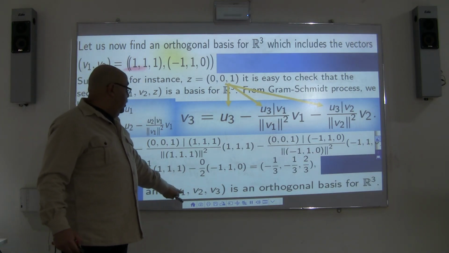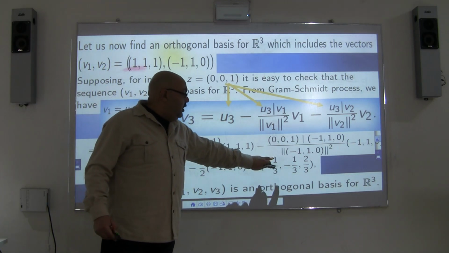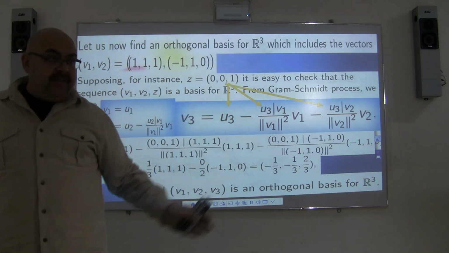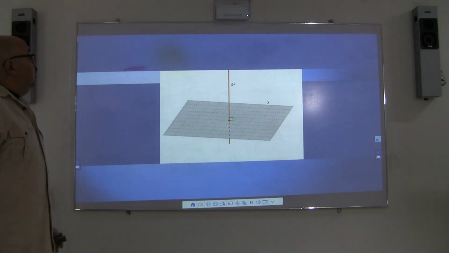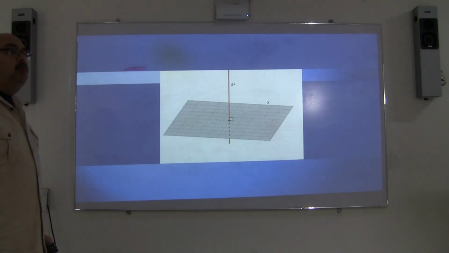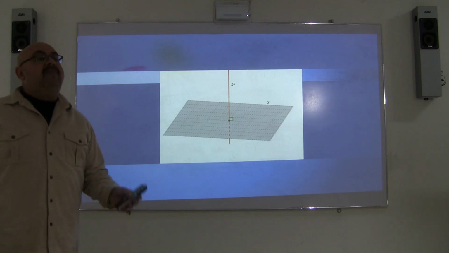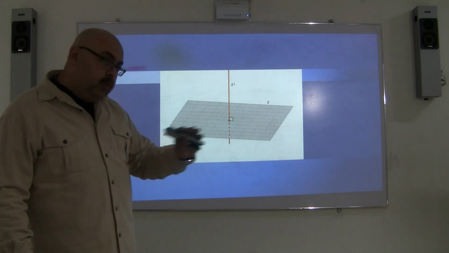V1 is triple 1, V2 is negative 1, 1 and 0, V3 is negative 1 over 3, negative 1 over 3, 2 over 3. Now I can get a base for R3, not just a subvector space. Okay, now I'm going to talk about what's called an orthogonal complement for a vector space or a subvector space. Daily, once more, but before we continue.